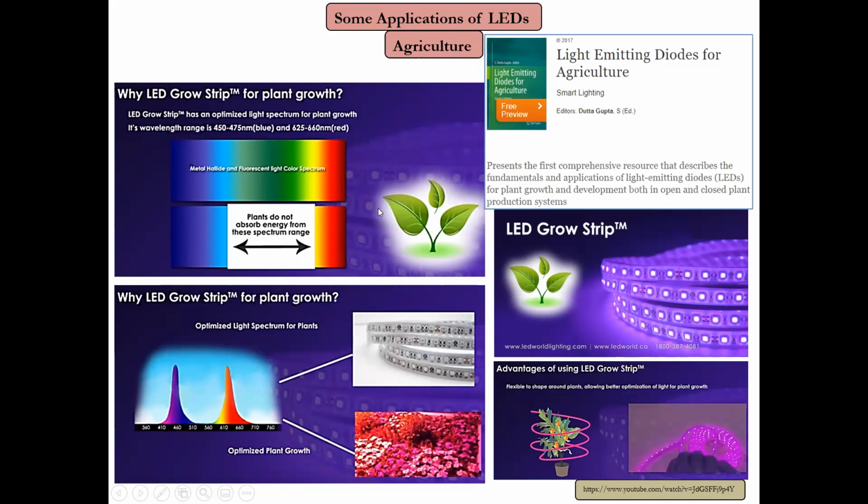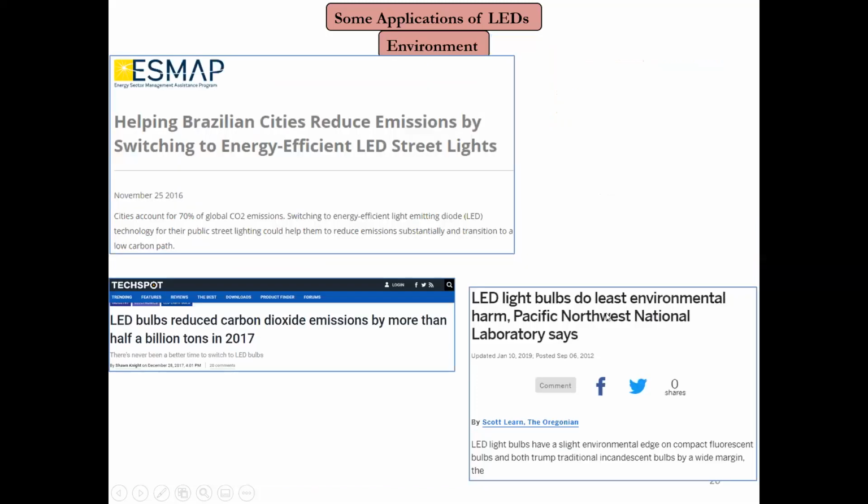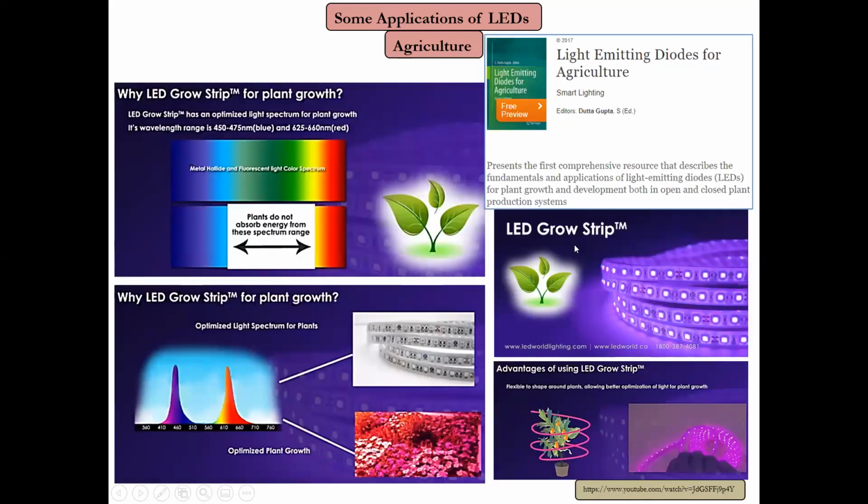Sunlight provides everything, but not all plants respond to all wavelengths. So these are some companies. For example, an LED glow strip has been proposed by companies, where this strip of a particular wavelength is wrapped around a plant. This is not white light, for example, this is a purplish shade. So these strips are twisted around these plants so that they could grow optimally.